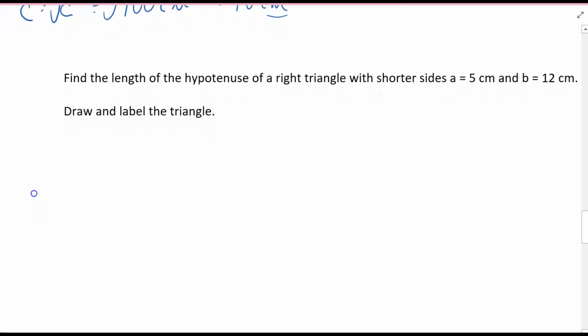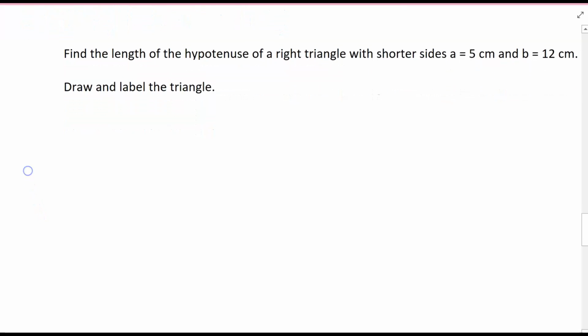Find the length of the hypotenuse of a right triangle with shorter sides a equals 5 centimeters and b equals 12 centimeters. If you are confused by adding the centimeters in, don't worry about them. The unit will be the same anyway. You can just do the numerical part. Pause the video and give that a try.